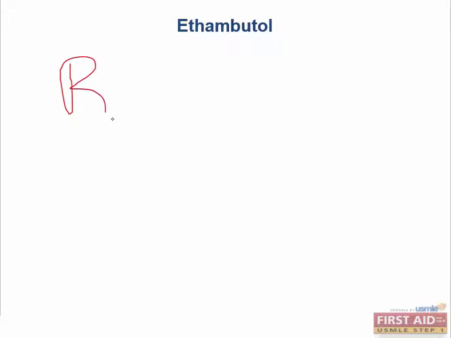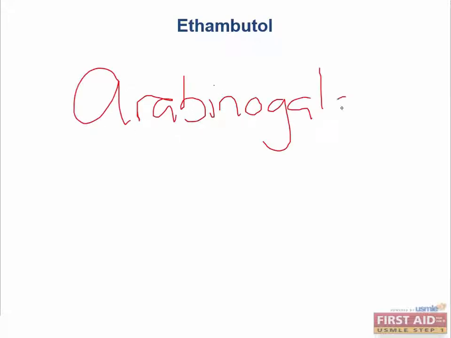Ethambutol is the final drug used in the 4-drug therapy against active tuberculosis. It is the E in the RIPE mnemonic. Do you remember the mechanism of action of ethambutol? The drug works by blocking the enzyme arabinosyl transferase, which is responsible for producing arabinogalactan. Without arabinogalactan, the mycobacterial cell cannot survive.